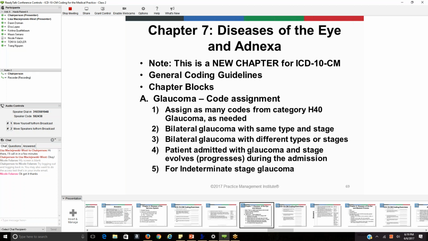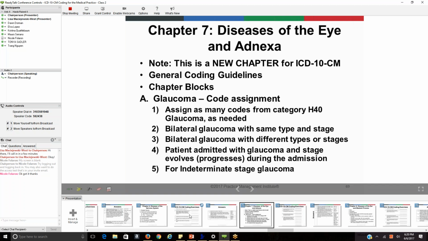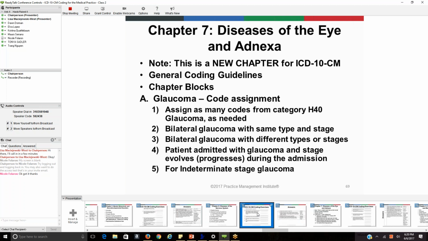So for example, if there is documentation about the stage, but it can't be determined by that documentation, okay, then you would use 4. But if it doesn't say anything about the stage, then you would use the 7th character 0. All right, so those are really the only chapter-specific guidelines that you need to know about in this chapter. So we're going to go ahead without further ado, and we're going to go to the coding exercises.